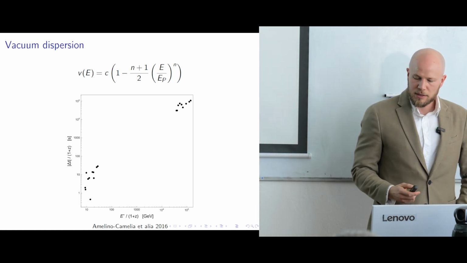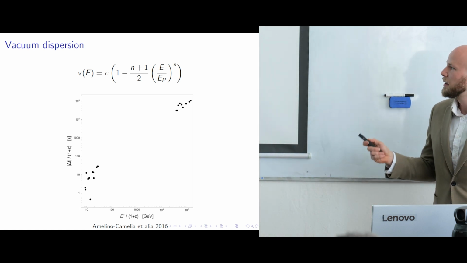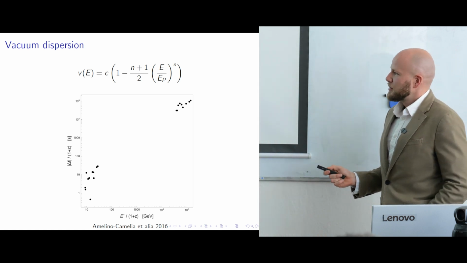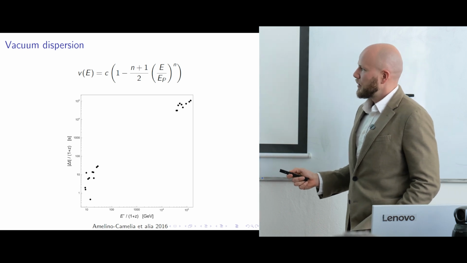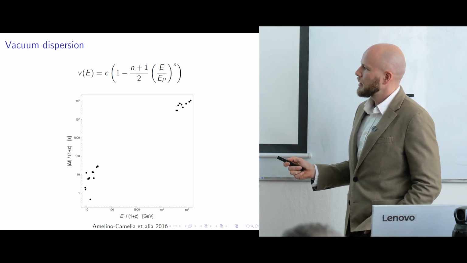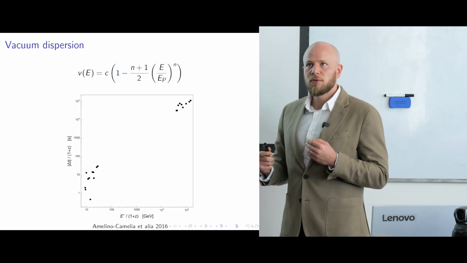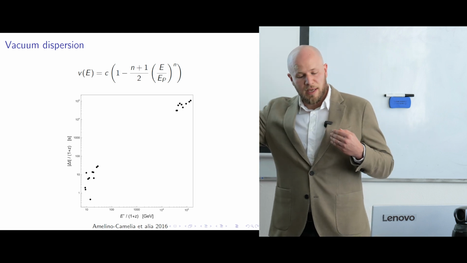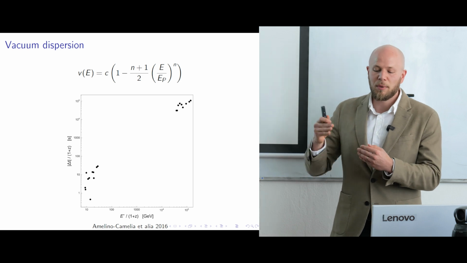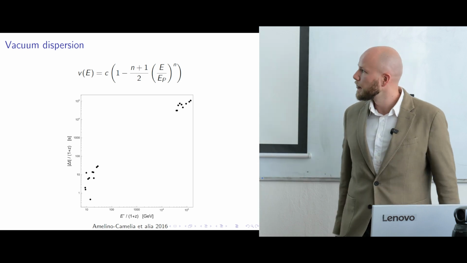So the prediction is we should expect something like this. And these are the observations. So this is the energy of observed particles, and these are the time delays. So the claim is the more energetic particle you observe, the larger gap between some kind of initial gamma ray burst there is, you can expect.